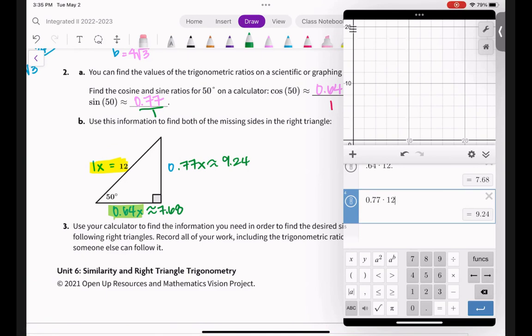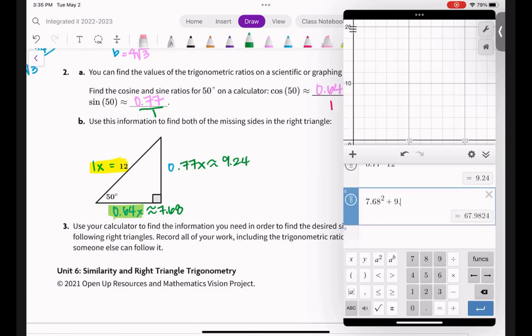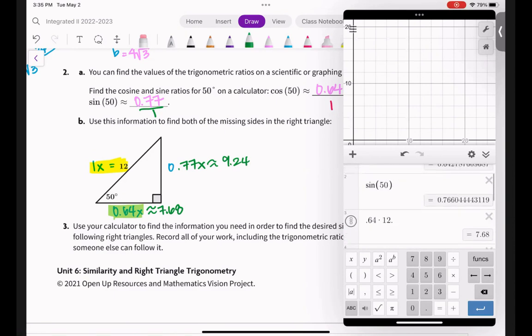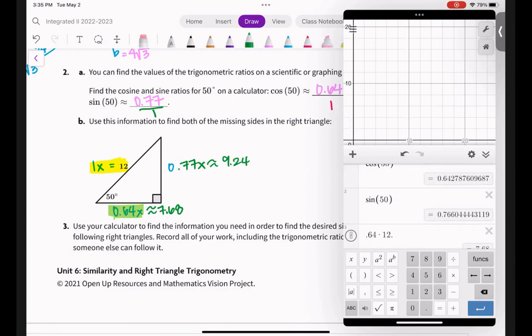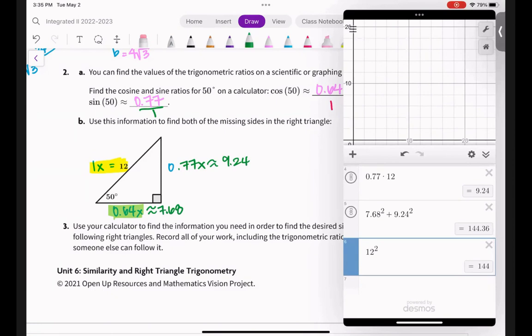One way to verify that you're correct is by using the Pythagorean theorem. So I'm going to do that really quick. I'm going to go 7.68 squared plus 9.24 squared. That's 144.36. And then I'm going to square 12. And it's 144. So some people are like, Ms. Johnson, they're not exactly the same. They're not, because when I came up here, remember, I didn't take all those digits. If I did take all those digits, that difference between 144.36 and 144 would be a lot closer. It'd be a lot smaller of a difference, right?